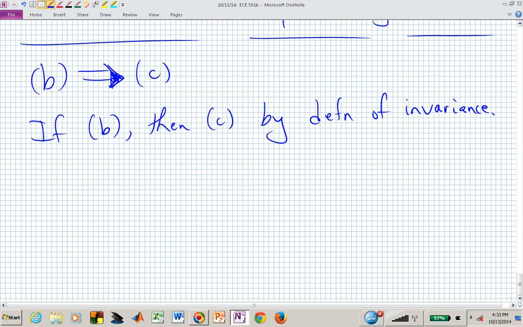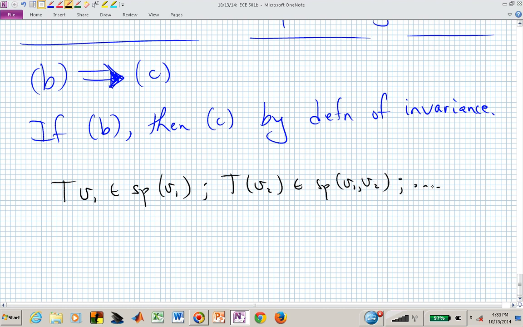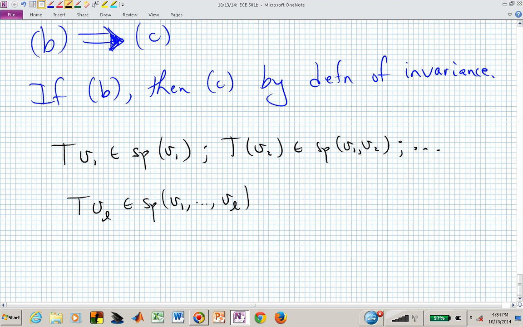of invariance. By that, we know from B that we have TV1 is contained in the span of V1, TV sub 2 is contained in the span of V1, V2, and that just keeps going up to TV sub L is in the span of V1 through V sub L. And if that's the case, then all of these V sub L's are invariant under this mapping T. We don't get out of that spanning set V1 up through V sub L. Therefore, V1, V2, through V sub L is T invariant.